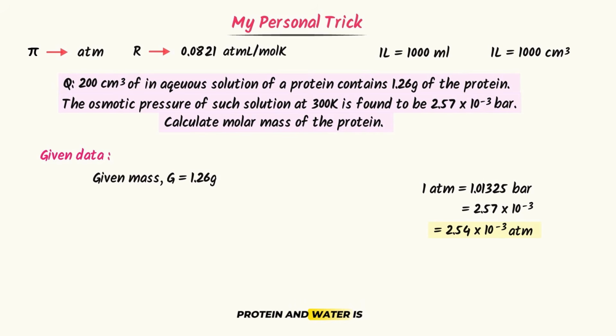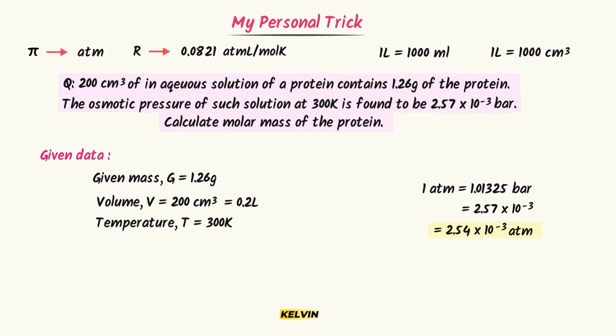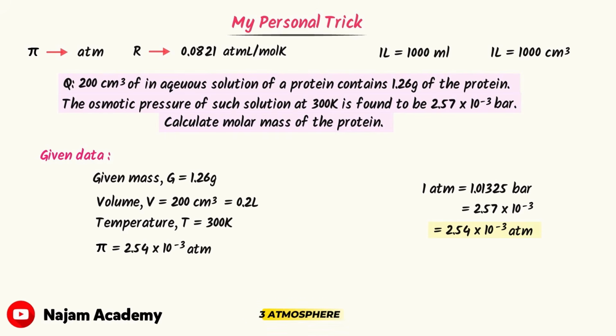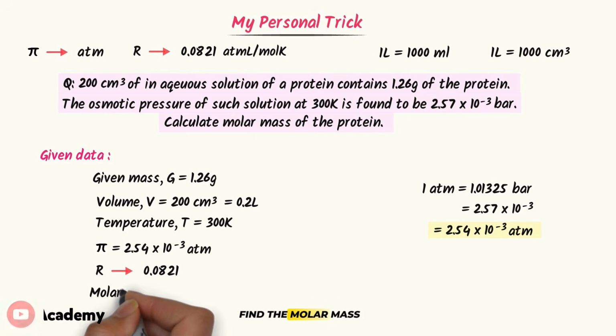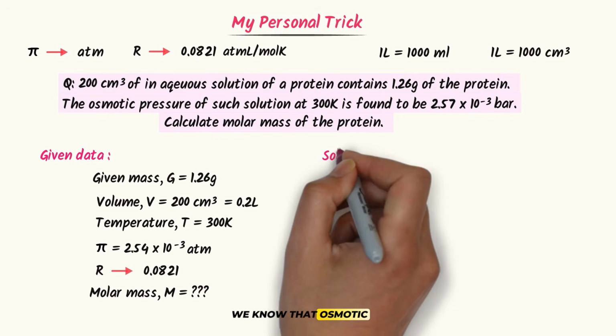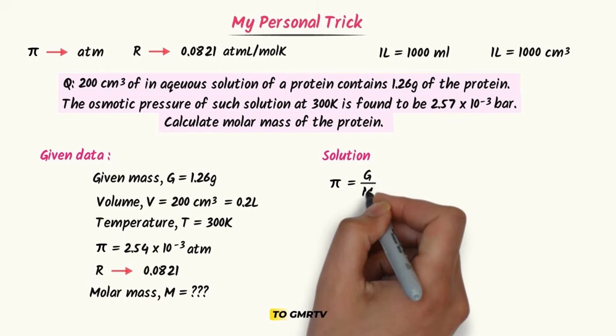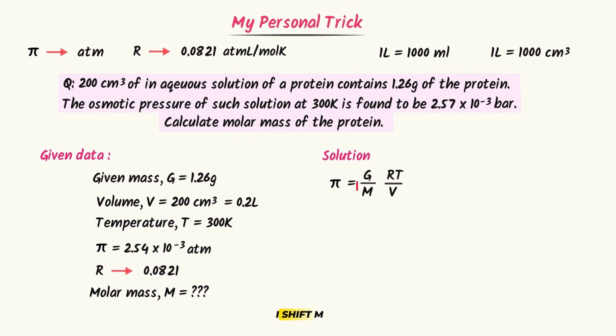The given mass of protein is 1.26 gram. The volume of the solution is 200 cm cube or 0.2 liter. The temperature is 300 Kelvin. The osmotic pressure of the solution is 2.54 into 10 raised to the power negative 3 atmosphere. We are asked to find the molar mass of the protein. We know that osmotic pressure pi is equal to G upon M R T upon V.